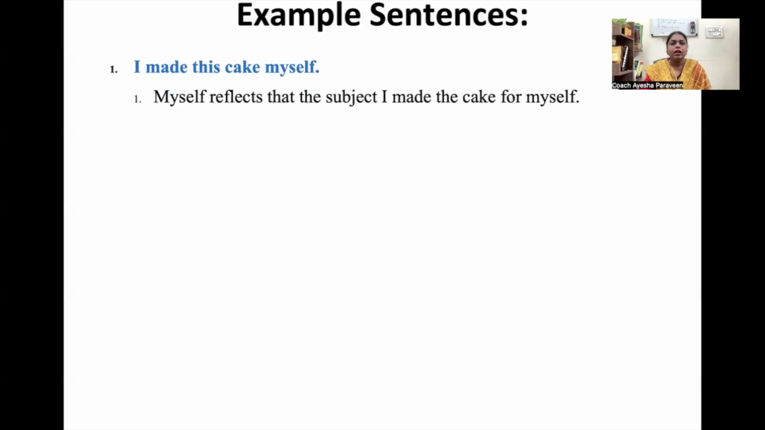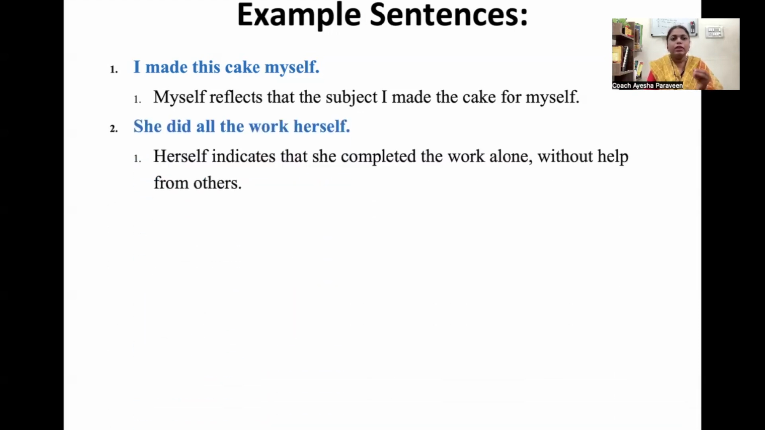Example sentence: I made this cake myself. So, see here, I made this cake myself. Who made this cake? I made the cake, not somebody else. I made this cake for my own self. So here the subject and the object of the sentence are the same. Myself reflects the subject: I made the cake for myself. So subject and object are the same. A reflexive pronoun is used when the subject and the object of the sentence are the same.